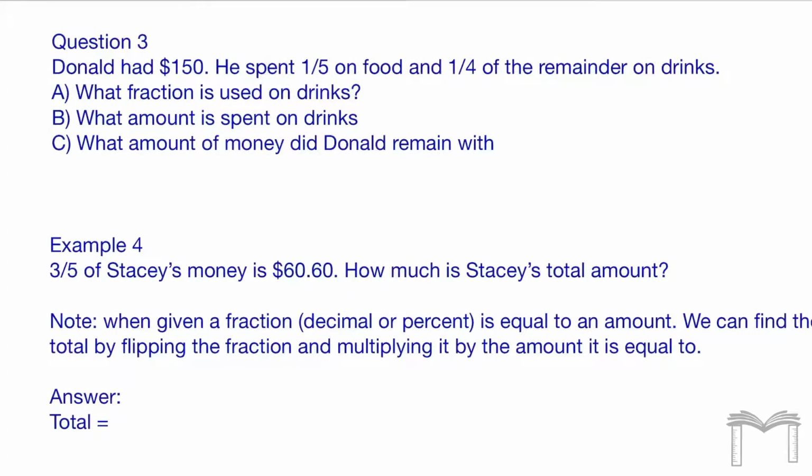Question 3. Donald had $150. He spent 1/5 on food and a quarter of the remainder on drinks. What fraction is used on drinks?